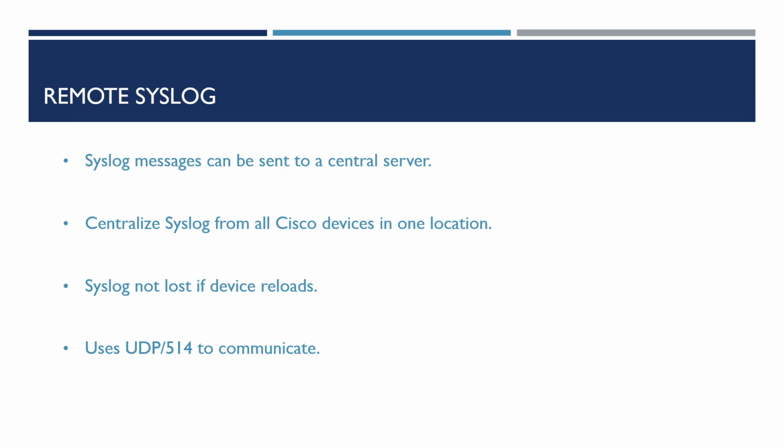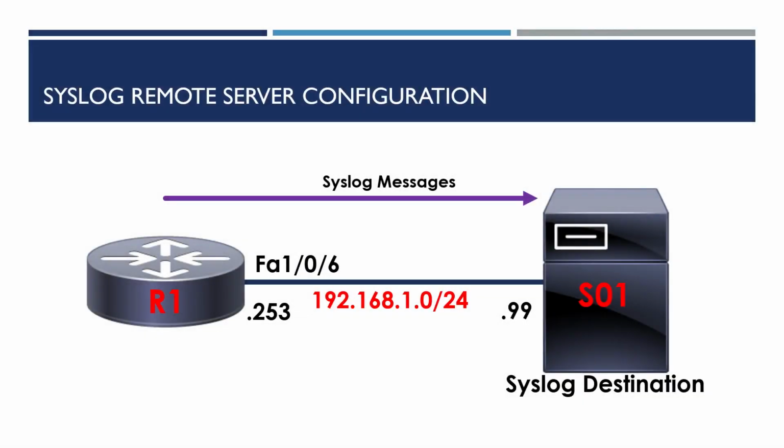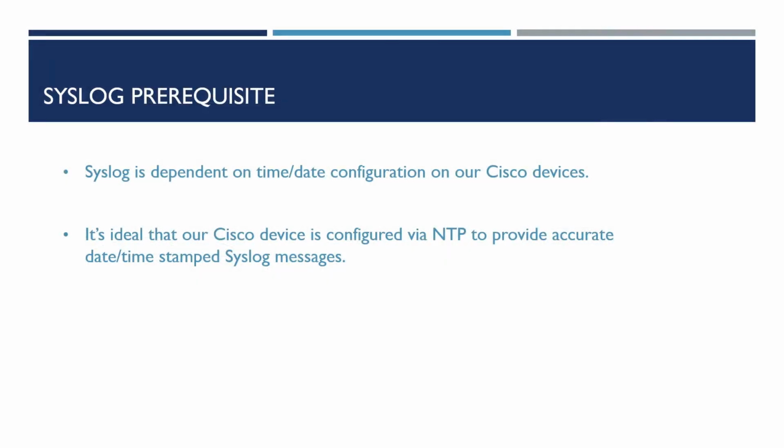Before we get into the configuration, Syslog uses UDP port 514 to communicate with our remote Syslog server. So now we're up to speed with Syslog on our devices, let's take a look at the configuration we'll be using to push our Syslog events to a remote server. Here in the example we can see that I've got R1, which is our Cisco device, on 192.168.1.253, which will be pushing its Syslog messages to SO1 on 192.168.1.99.